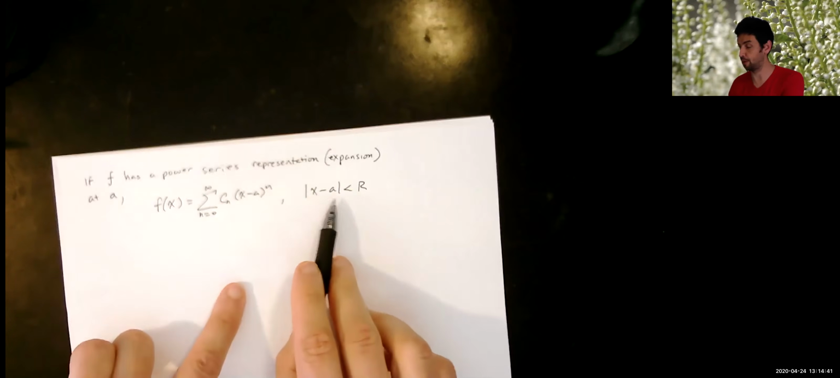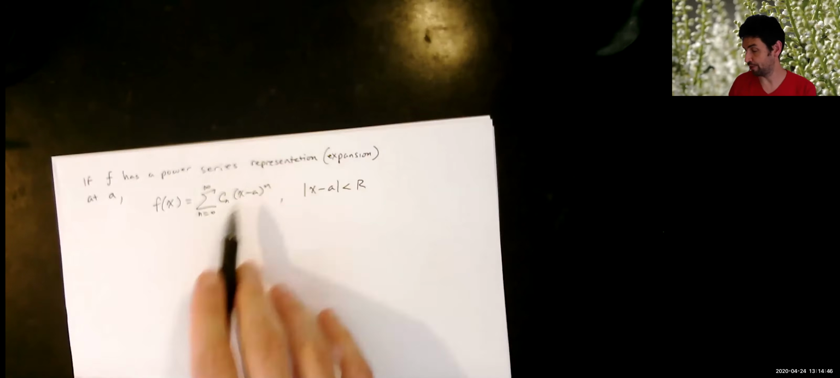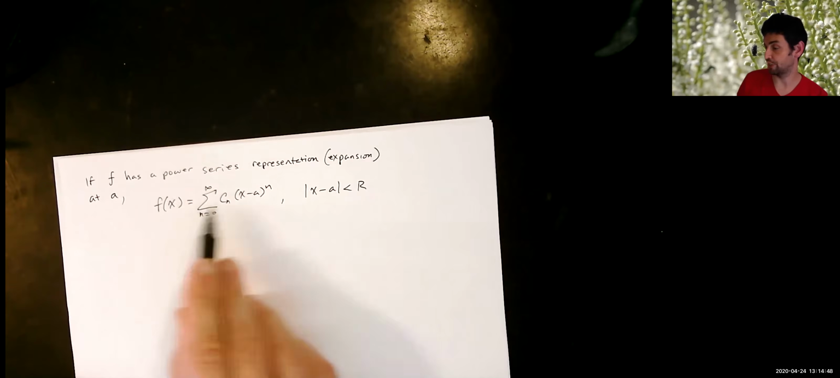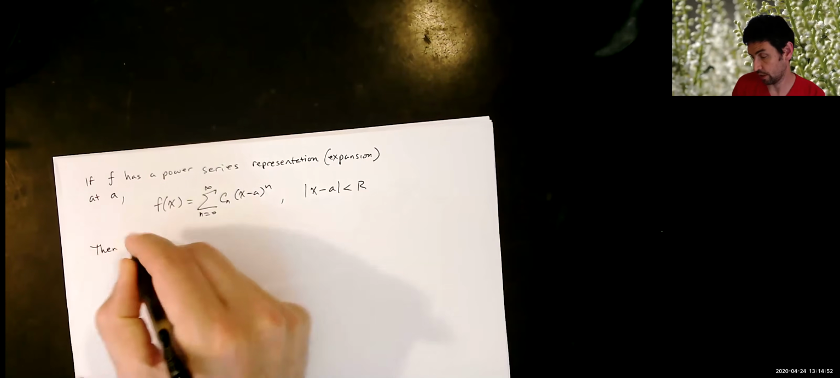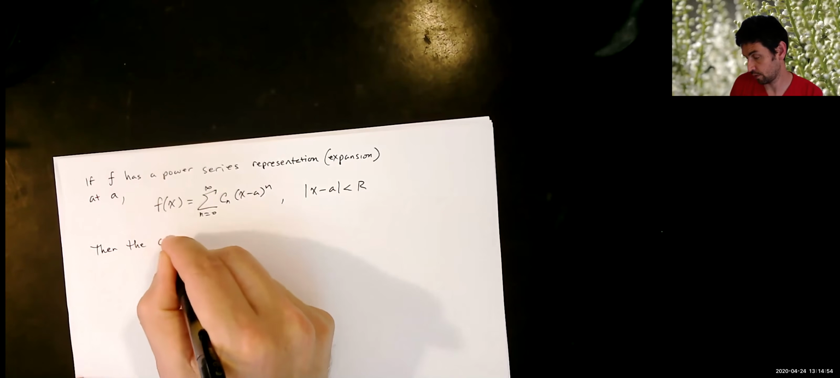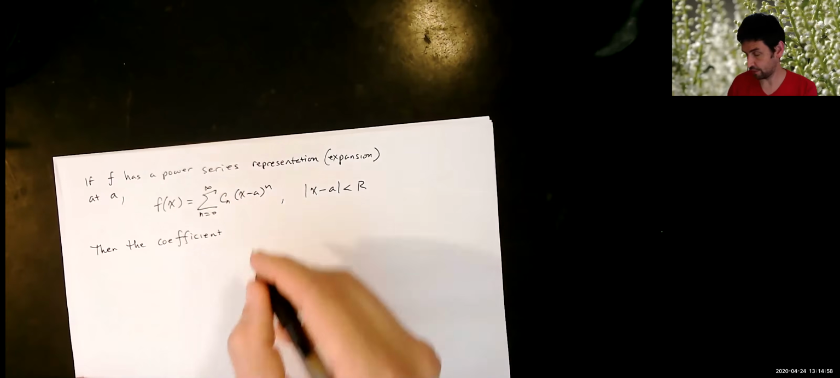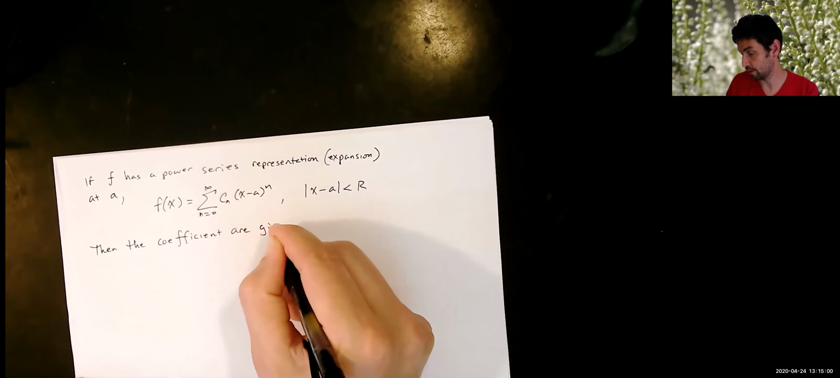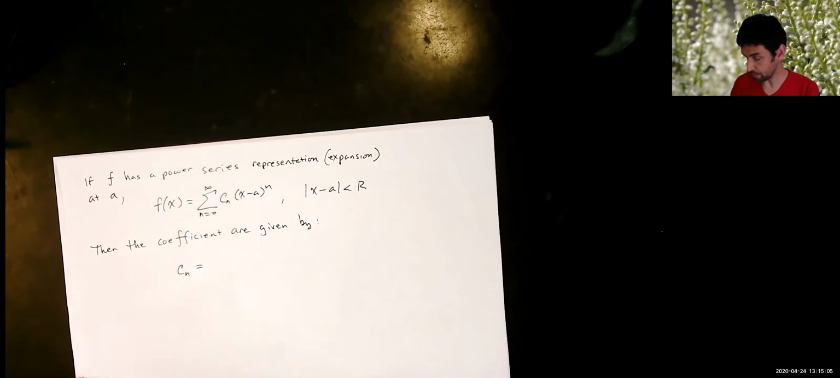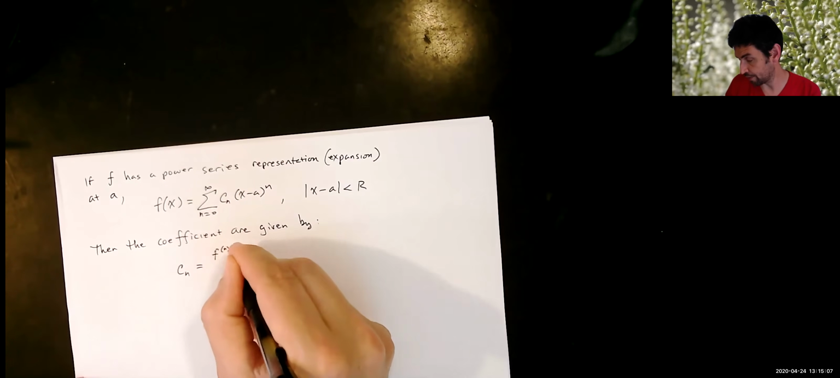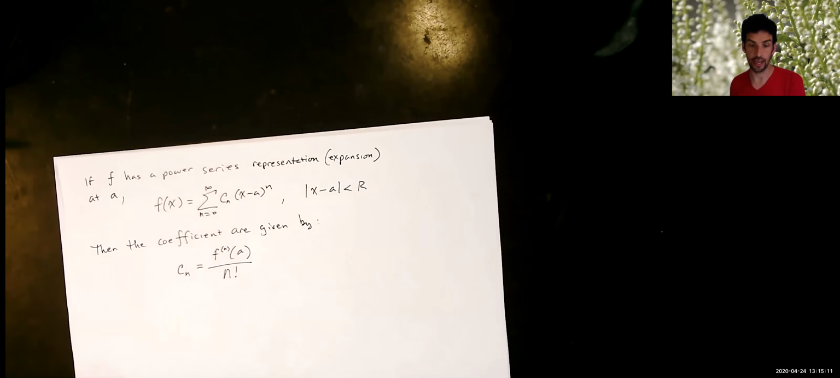So all our stuff about power series, we have a radius of convergence. So if we've got a power series expression, or if we know that a function has a series representation, then we know the coefficients are given by c sub n is equal to the nth derivative at a divided by n factorial.